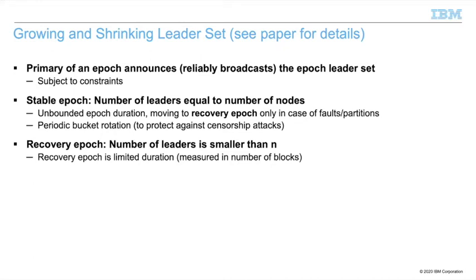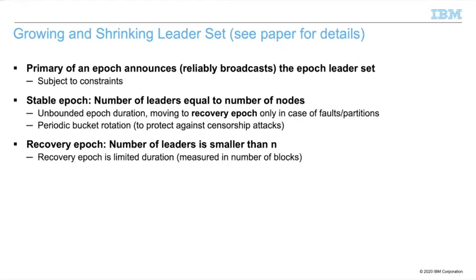So we are going towards what we call a stable epoch, where the number of leaders is equal to the number of nodes, right? In this case, we are not changing the primary, we are not changing the epoch, but we are just periodically rotating and reshuffling the assignment of buckets. So in this case, the epoch has, just like a view in BFT, unlimited duration. So there is no limited duration of this epoch, right?